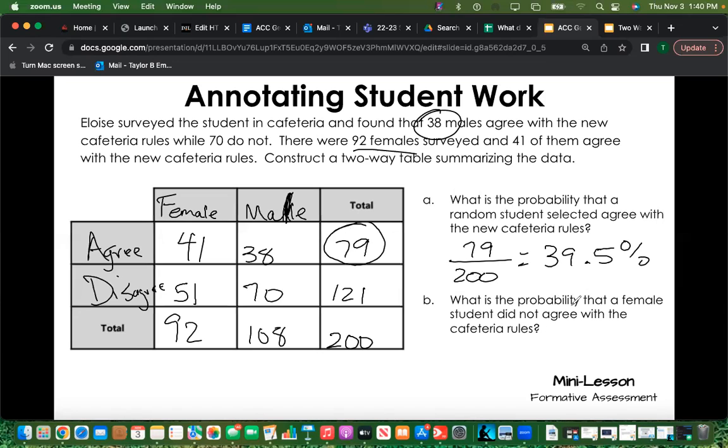What is the probability that a female student did not agree with the cafeteria rules? So out of the females, how many disagreed? 51. 51 out of the 92. So this is basically saying these girls are not happy about whatever this cafeteria rule is. That's probably what the rule is.